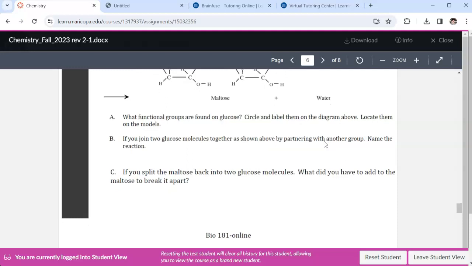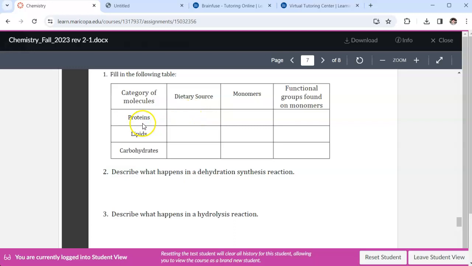Fill out the dietary source. Where would you get protein? Well, beans, meat, cheese, dairy. Where would you get lipids? Butter, oil. Where would you get carbs? I mean, I'm sure you can think of 100 of these things.